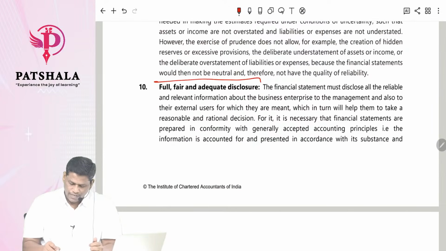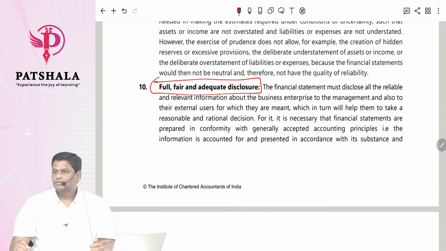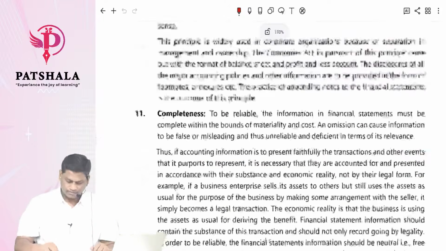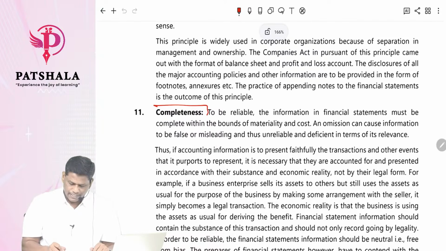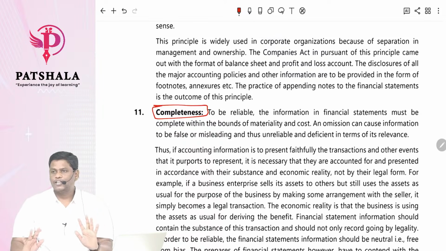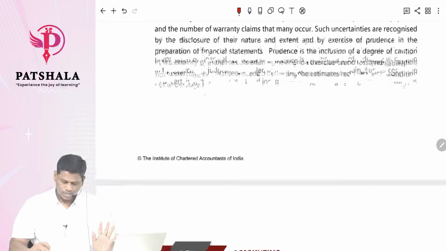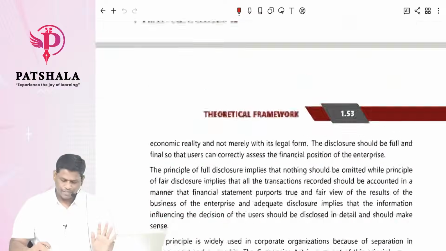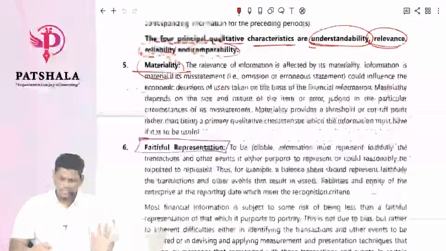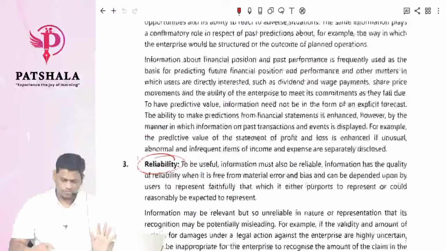Full, fair and adequate disclosure. The last convention I told you, full disclosure. And the last one, completeness. Everything will be shown. Clear? That's it. These are some of the qualitative characteristics of financial statements.